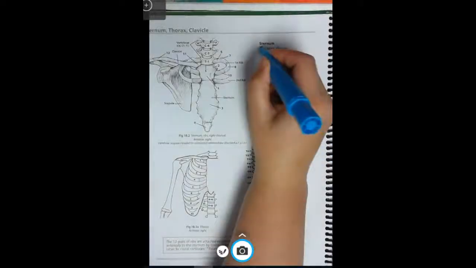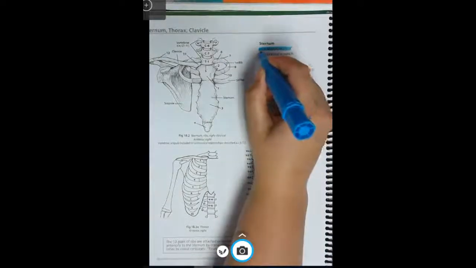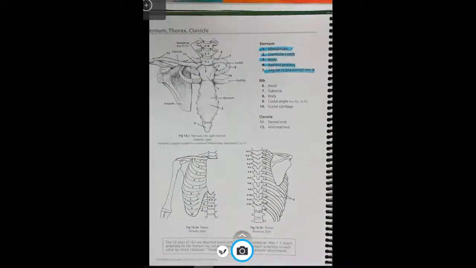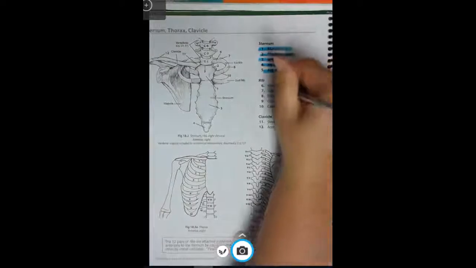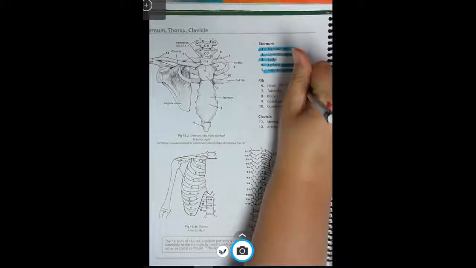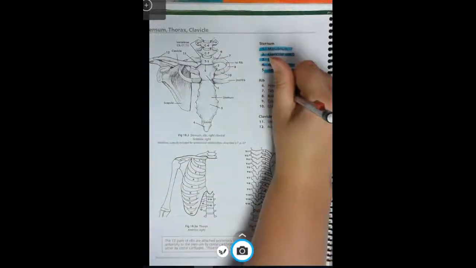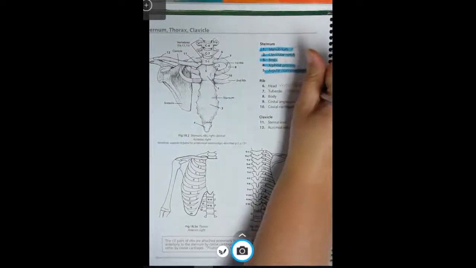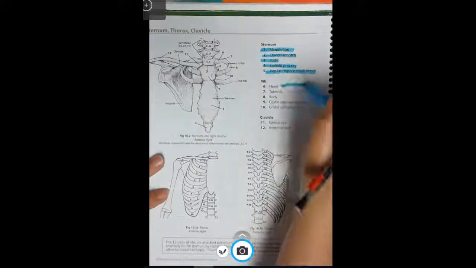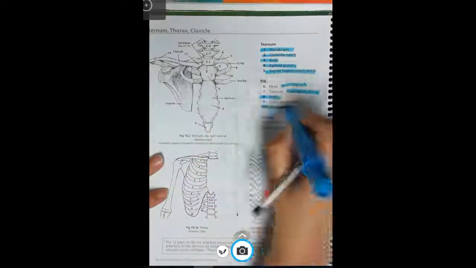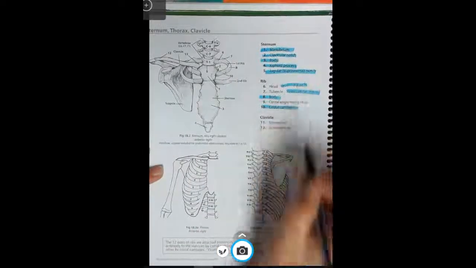We're going to highlight number 1, the manubrium, clavicle notch, body, xiphoid process, jugular or suprasternal notch. On the rib, we're going to write some things in. The head is also known as the vertebral facet, and then the tubercle is the transverse facet. So we're going to go off of those terms right there, and then we're going to do the body and the costal cartilage. You'll cross out costal angle.